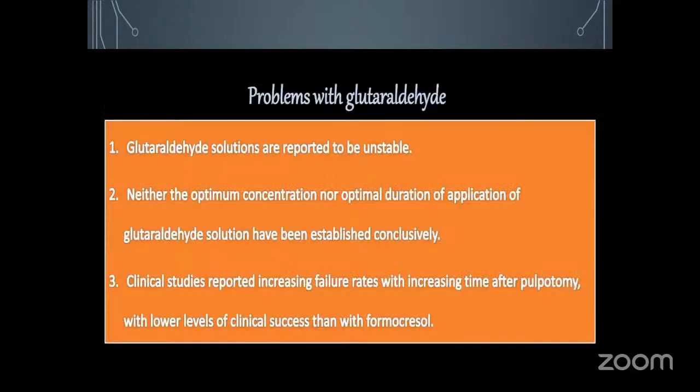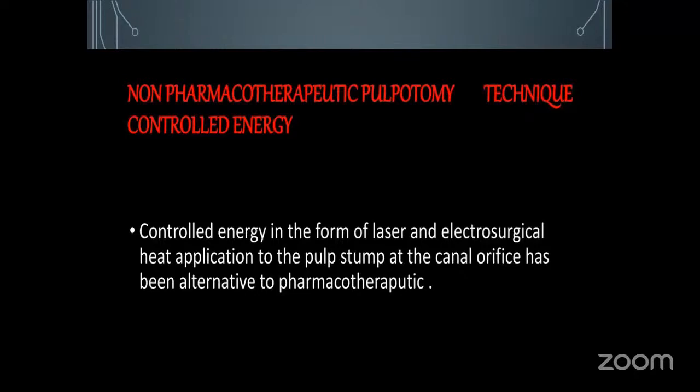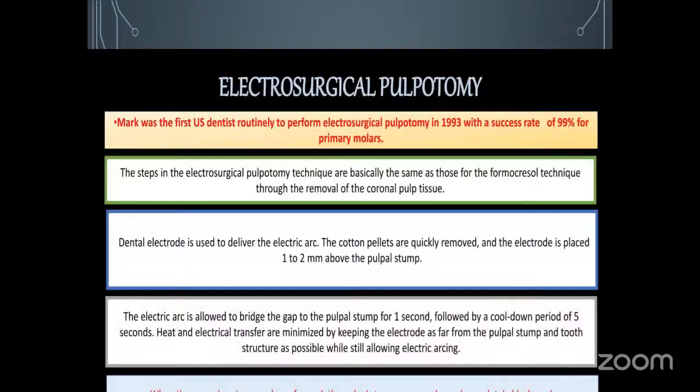So what are the non-pharmacotherapeutic pulpotomies? That is very important. Normally they are of two types. First is the laser that is used, and second is the electrosurgical heat that is applied onto the surface. That is another important one. Sometimes the question might be: which is the most commonly used laser?